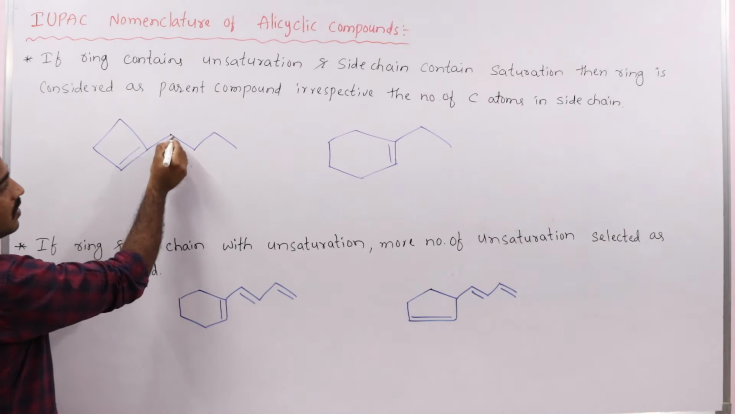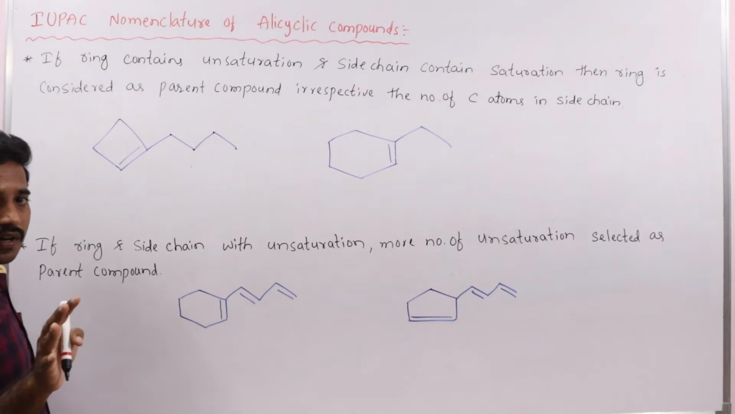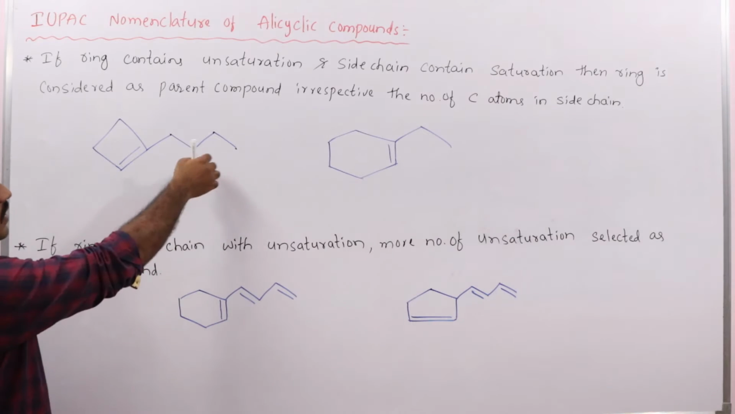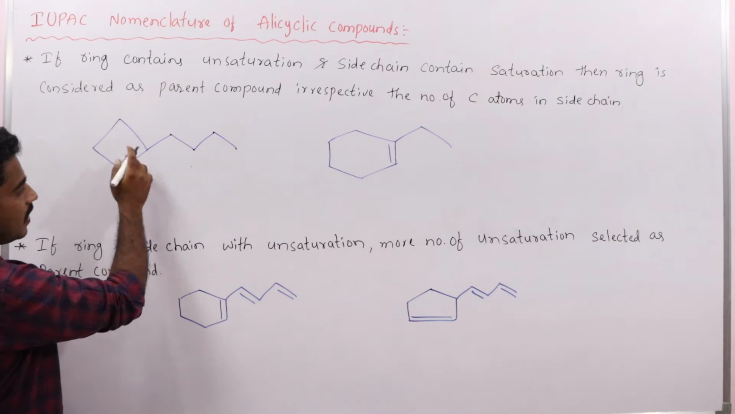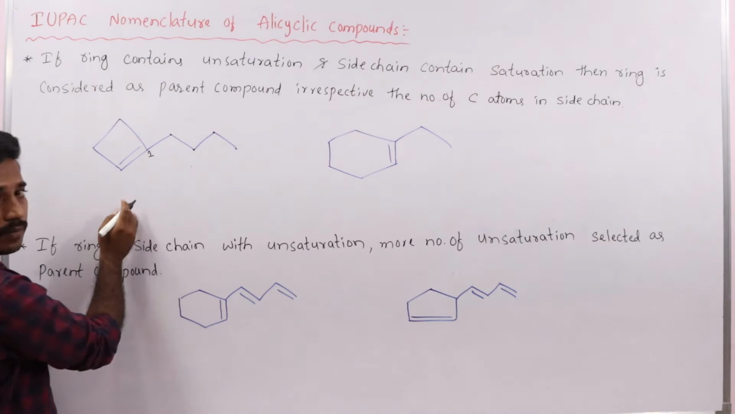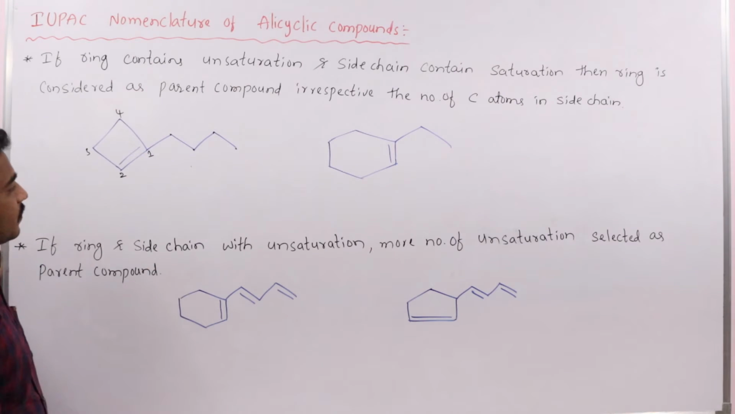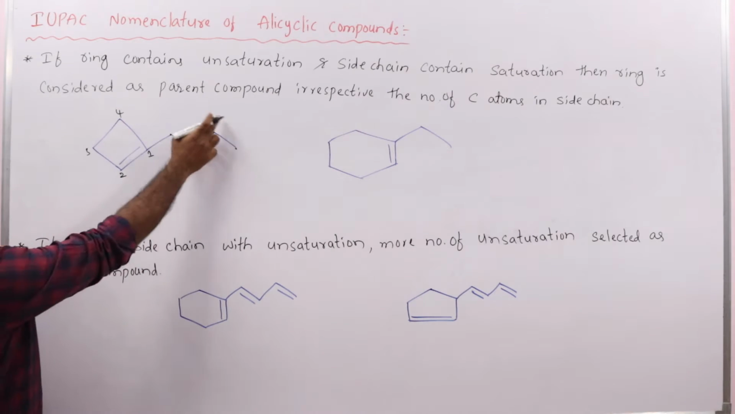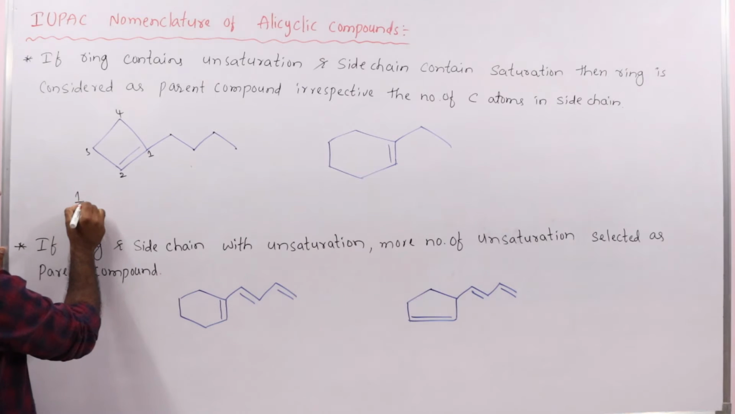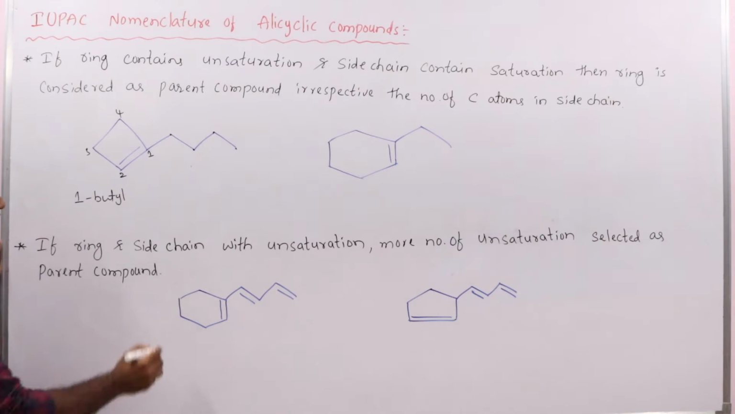Which substituent is this? 1, 2, 3, 4. 4 carbons are there. That's why we call it butyl. So this butyl group is present at which position? That means we have to do the numbering for this cyclic compound. Here we start the numbering, then here 2, here 3, here 4. 1, 2, 3, 4. Then at the first position butyl is there. That's why 1-butyl.